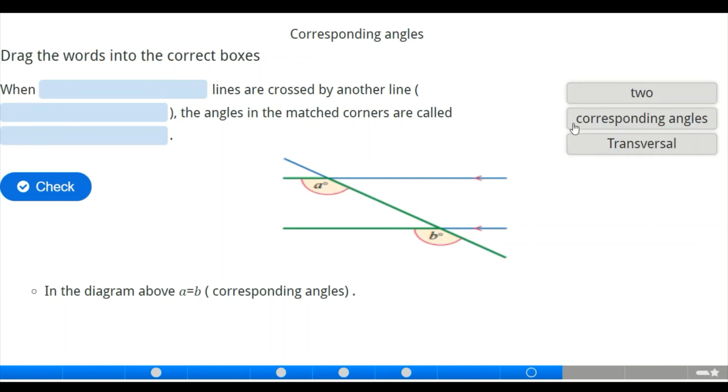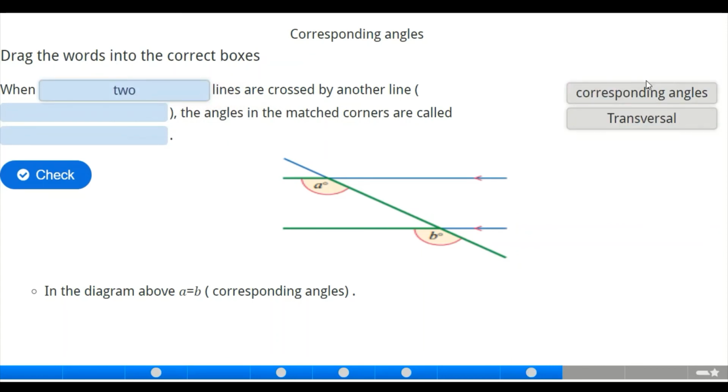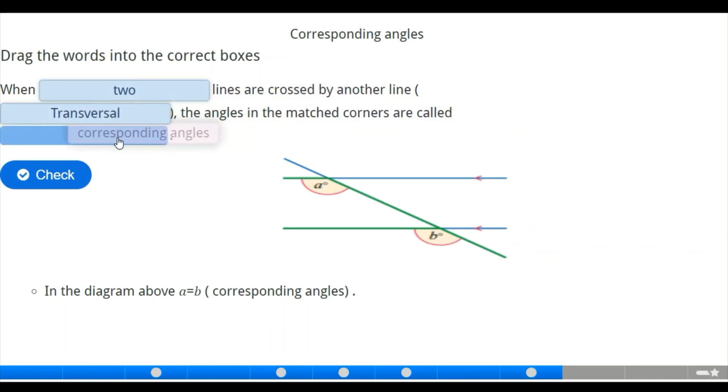We call it a corresponding angle. So let's fix the right answer into our process. When two lines are crossed by another line, which is what we call a transversal, the angle that is in the corner match is what we call what? We call it a corresponding angle.